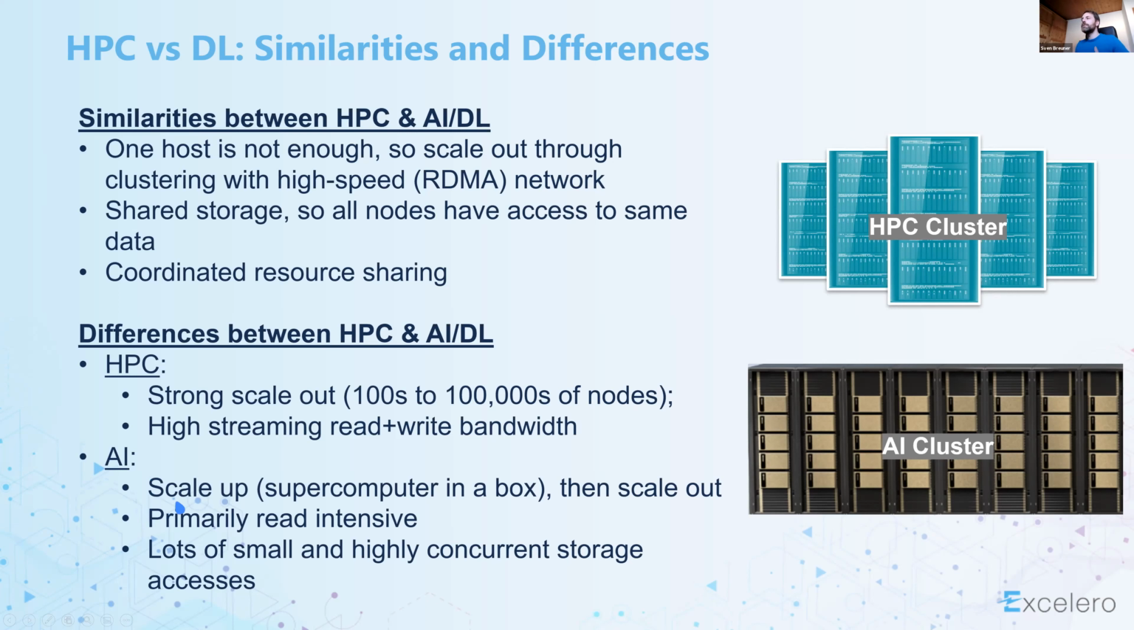For AI, you start with the scale up, meaning you have typically 4 or 8 or maybe even 16 GPUs in a single computer. So the single computer is already a kind of supercomputer in a box, and then from there you scale out. We'll talk on the next slide about what that means for the storage. The other thing is that the workload here is primarily read intensive, because the training only reads all the data. And the other important thing is that we have lots of small and very highly concurrent random accesses to the storage, all these small images or documents.